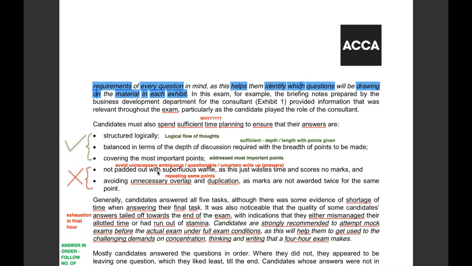The don'ts, this is why I put the cross here. This is what you should do, and this is the one that you shouldn't do. Not padded out with superfluous waffle, as this just wastes time and scores no marks. What does that mean? Avoid unnecessary, ambiguous, questionable, and uncertain write-up, something that makes the examiner question you again and again. What is she trying to tell me? What is this write-up all about? If they ask that question while marking, that means this is what you are doing.